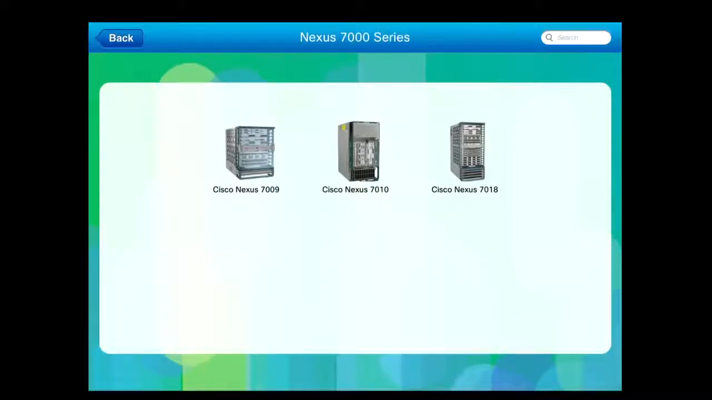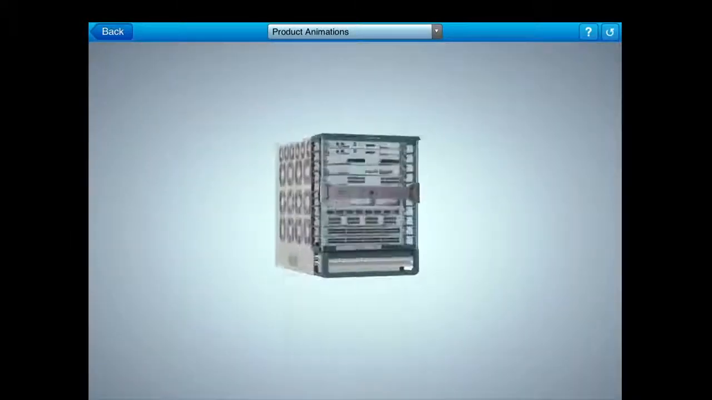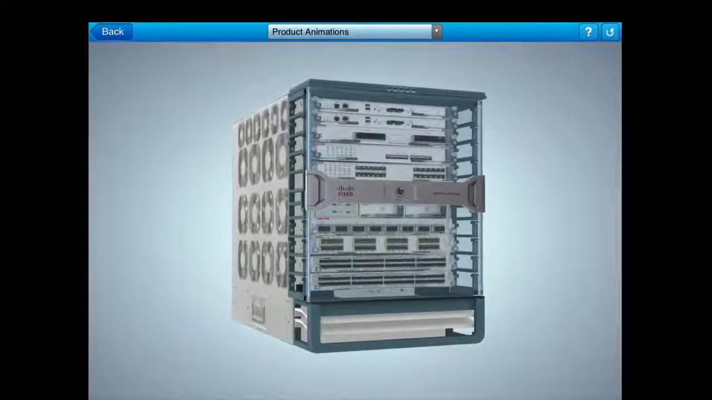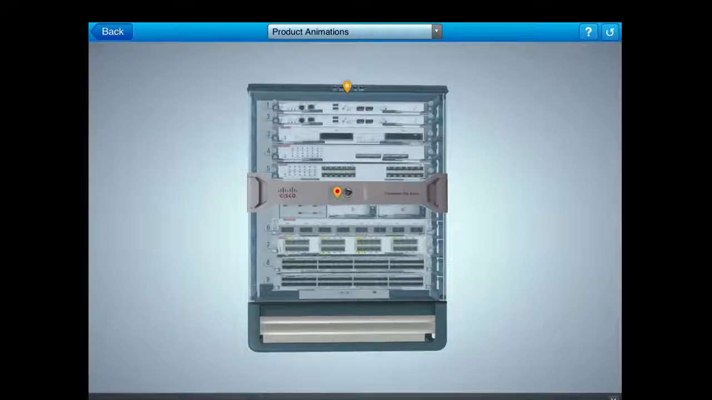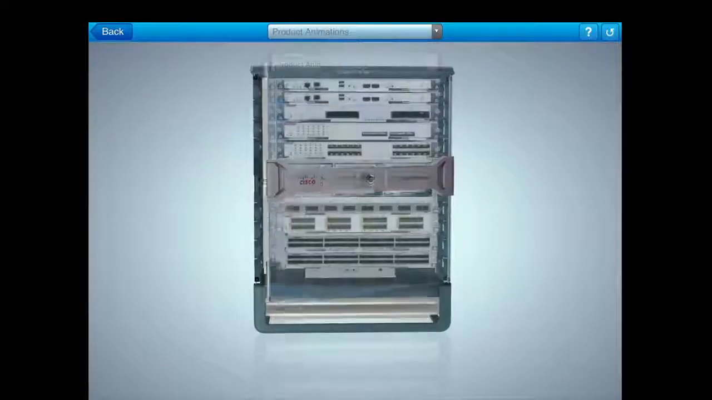So if we take a look at, let's just say, the 7009, which is specifically what is listed on the hardware blueprint for the lab, we just see an overview of the chassis itself. We see that it has a nice locking front where we can ensure that our cables go untouched, and we can go up to product animations up here and choose to do various functions.